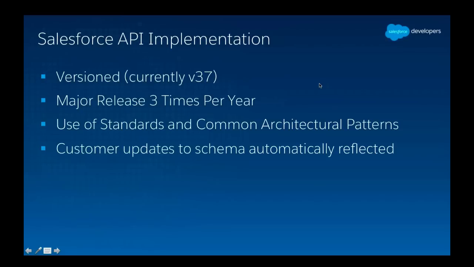Now, a few things about the Salesforce API implementation. What does it look like? The first really important thing to understand is that we use a versioned architecture. So every time you integrate with Salesforce, you're integrating a particular version of our API. It's currently version 37. In about a month or so, we're going to drop version 38, because we release new versions with every major Salesforce release, three times per year.